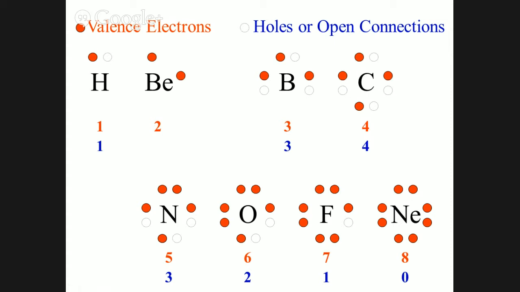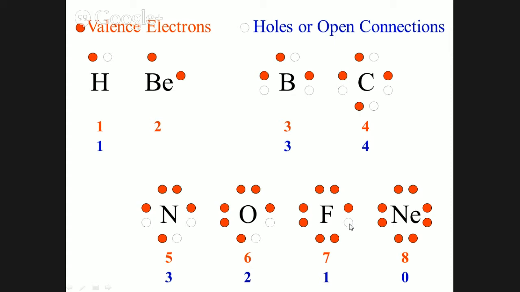All our food, all our fuel, all our life forms, all carbon-based. Nitrogen here has 5, but that 5 means there are 3 spots that can be filled, so 3 holes to be filled. Oxygen with its 6 leaves you 2 holes to be filled. Fluorine, all the halogens have 1 spot.